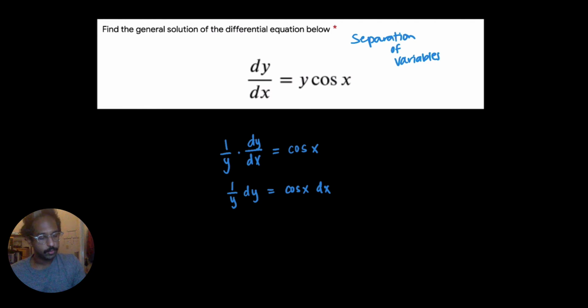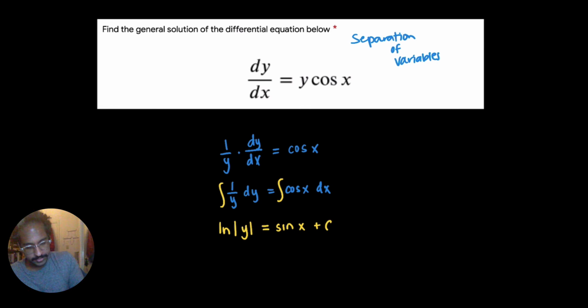Now what do we do? Well, we have to find our antiderivative, the integral. So we're going to integrate on both sides. We're going to find the antiderivative. What's the antiderivative of 1 over y? Well, remember that is ln, the natural log of y, equals, and the antiderivative of cosine of x will be sine of x. And then plus C, because we need to add that constant term because it's a general indefinite integral.